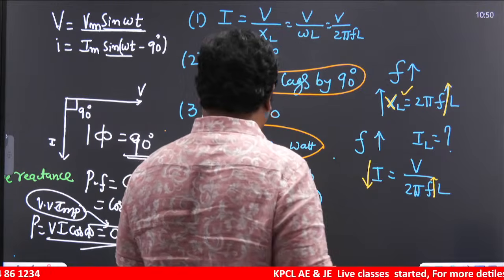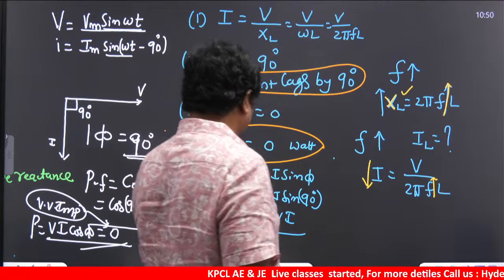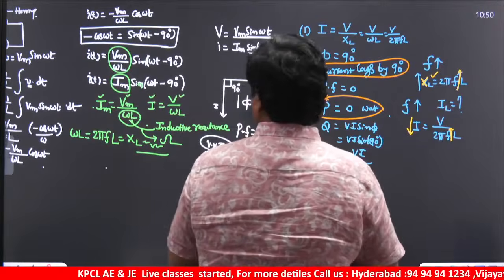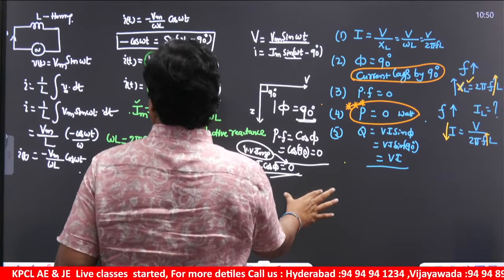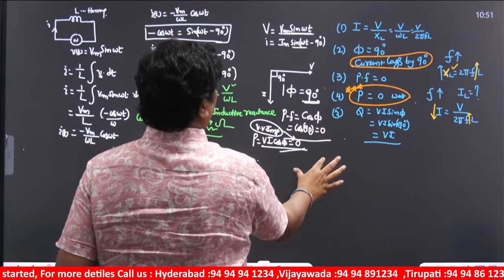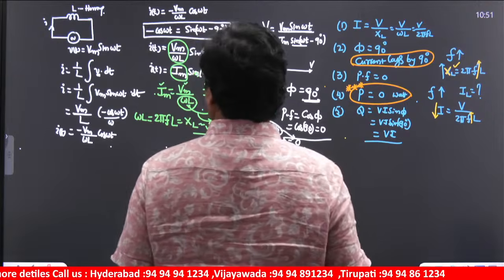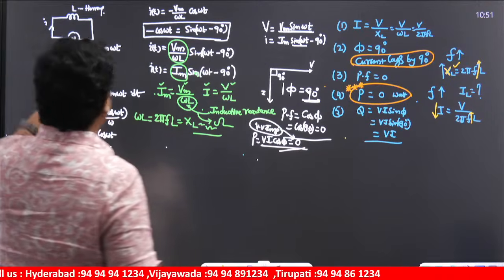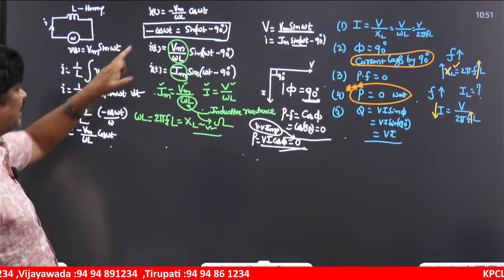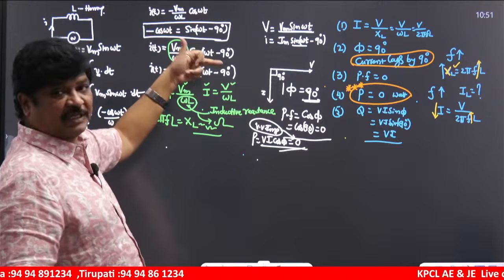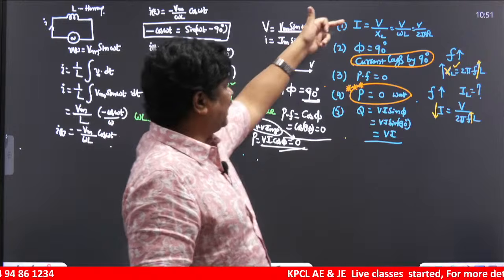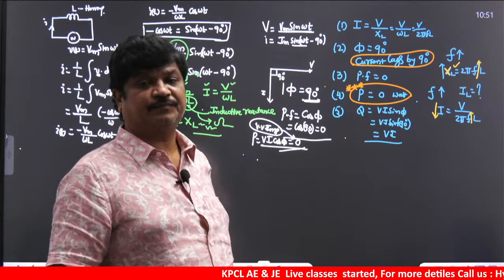I will ask a small question for you. This is about what exactly we discussed for the pure inductive circuit, the complete analysis. We took a pure inductor, wrote the current formula, and from that current equation found the angle between voltage and current, power factor, power, and conclusion points.